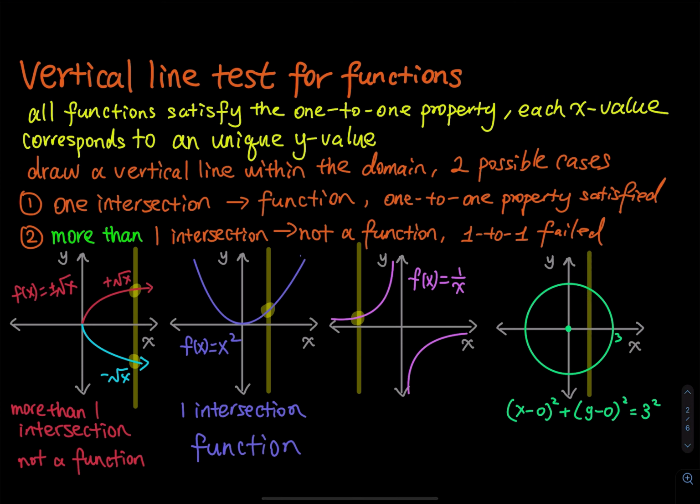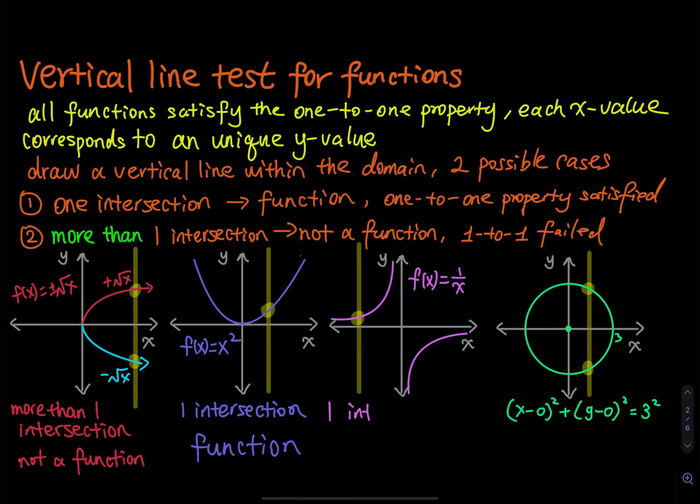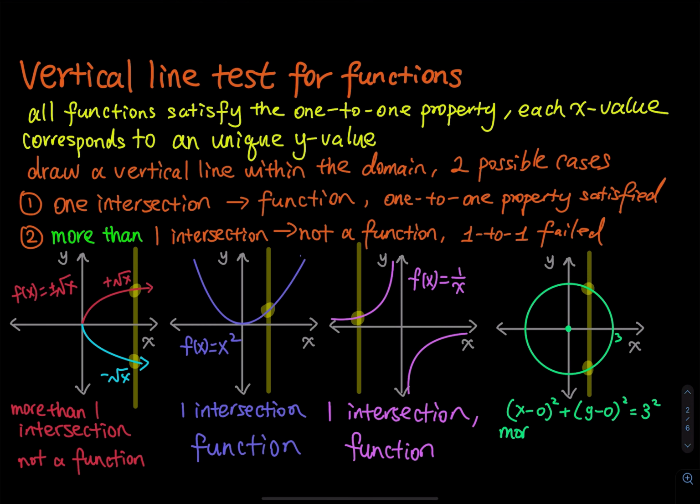This is the equation of a circle. The radius is 3, and the center is at 0, 0. This one has two intersections, so the one-to-one property fails on the circle, but the one-to-one property passes in the reciprocal function, which is the third one. Okay, let's write this down. This is one intersection. The one-to-one property is satisfied, then this is a function. And this is more than one intersection, then not a function.